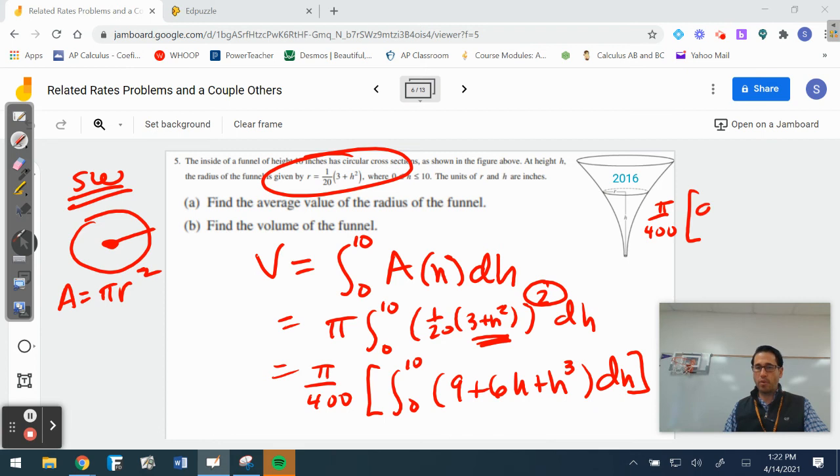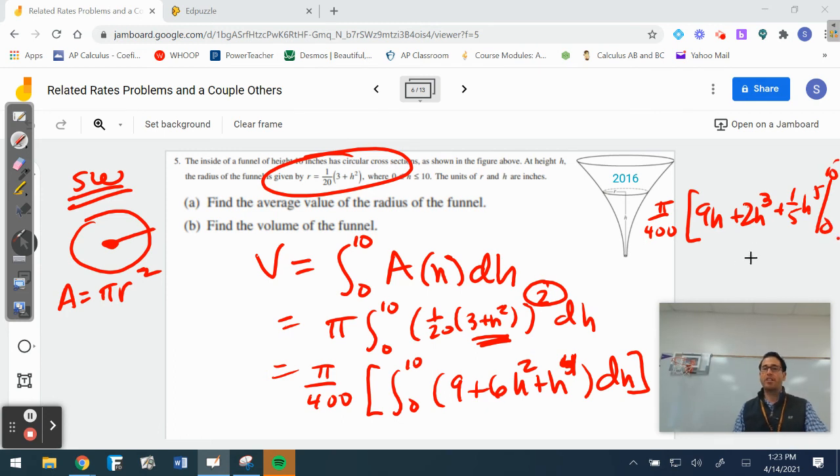Okay, antiderivative would be 9h. Antiderivative would be, what? H squared, so it'd be 3h squared. Or did I do that right? Oh no, that's squared and that's to the fourth. I knew there was a boo-boo. So if I did that correctly, it'd be 2h to the third power. And then my last one would be 1/5 h to the fifth. And then I've got to do that from 0 to 10.